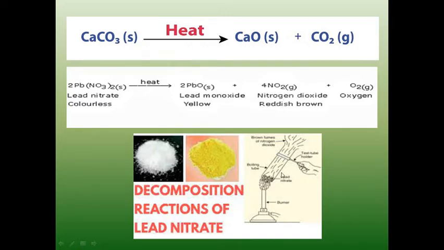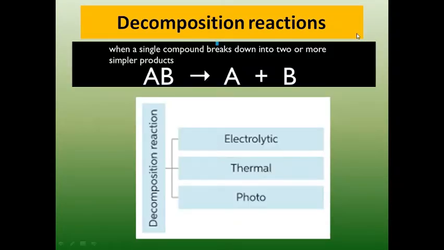So we can say that on heating, one compound, that is lead nitrate, is breaking to form three compounds, that is lead monoxide, nitrogen dioxide, and oxygen. So it is an example of decomposition reaction, and since it is taking place in the presence of heat, this is an example of thermal decomposition reaction. So we have just studied one type of decomposition reaction, that is thermal.